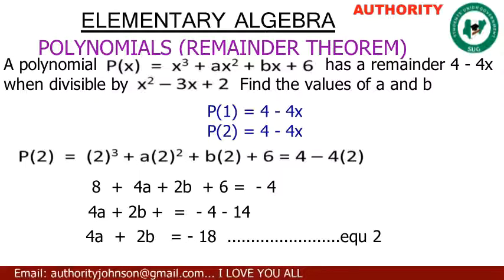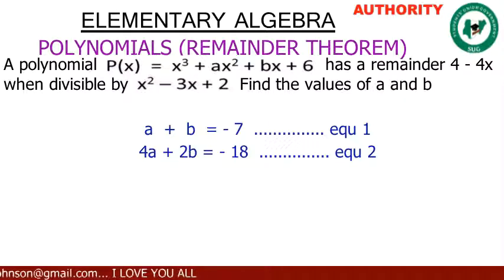Alright, we have gotten two linear equations, and they are related to each other, so we call it simultaneous linear equations. Now we have equation 1, a plus b is equal to minus 7, and equation 2, 4a plus 2b is equal to minus 18. We can see that we can do something about our second equation. We can reduce it further.